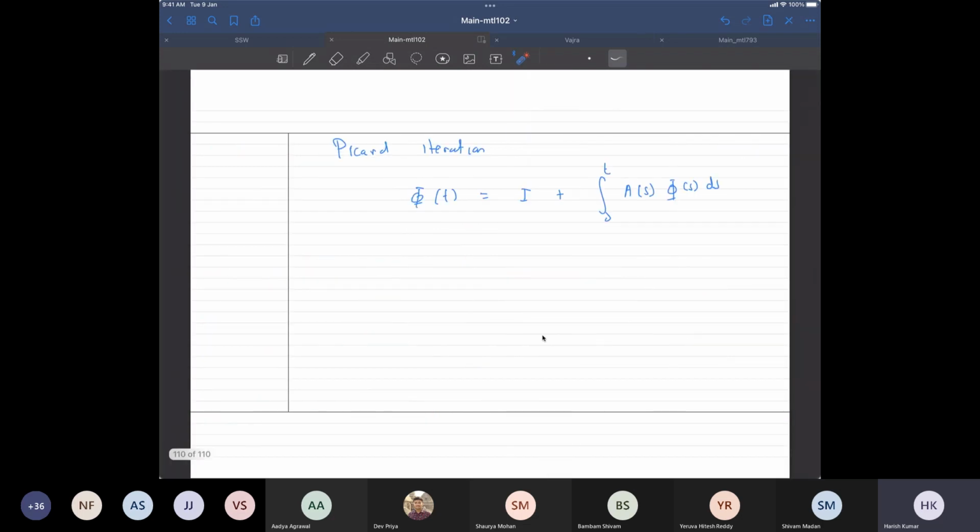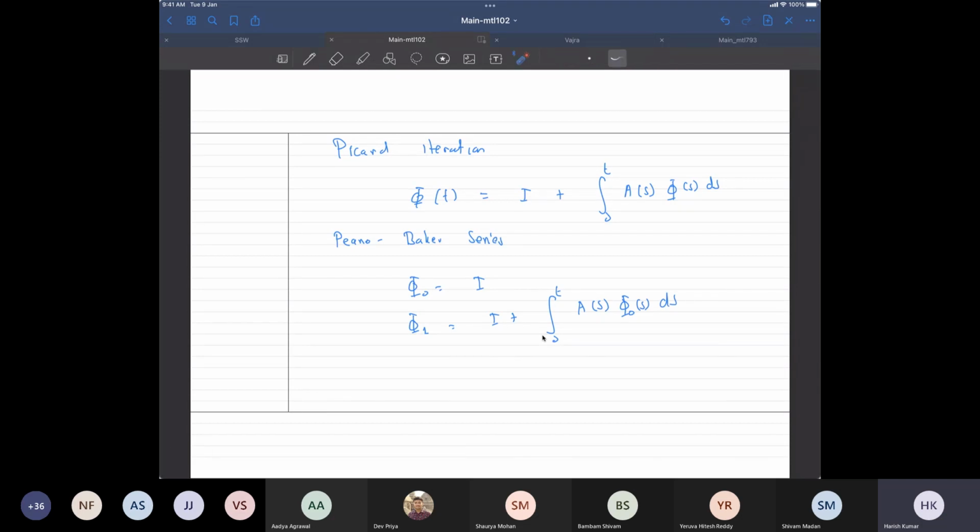Now, when you do the Picard iteration for the system, they are called Peano-Baker series. And how does the Peano-Baker series look? So the first one, of course, will be the identity matrix. The second one will be equal to identity plus integral 0 to t of A(s) phi_0(s) ds.